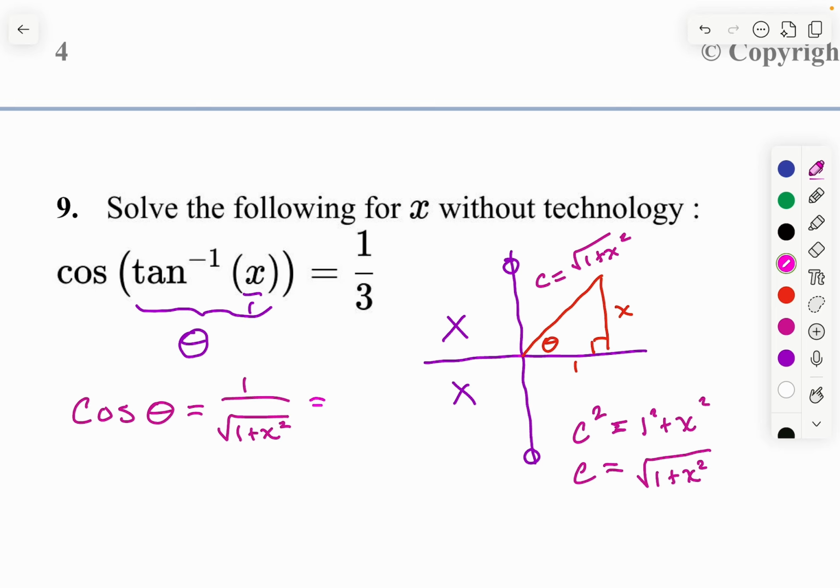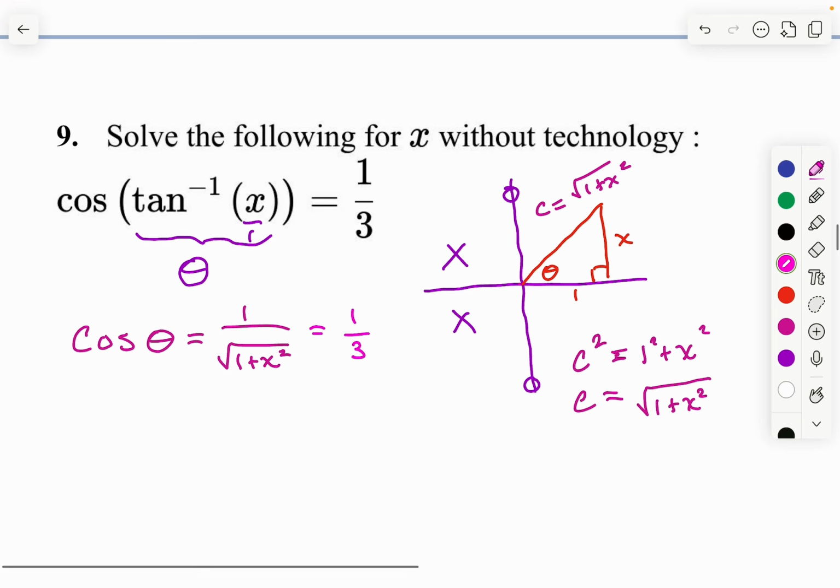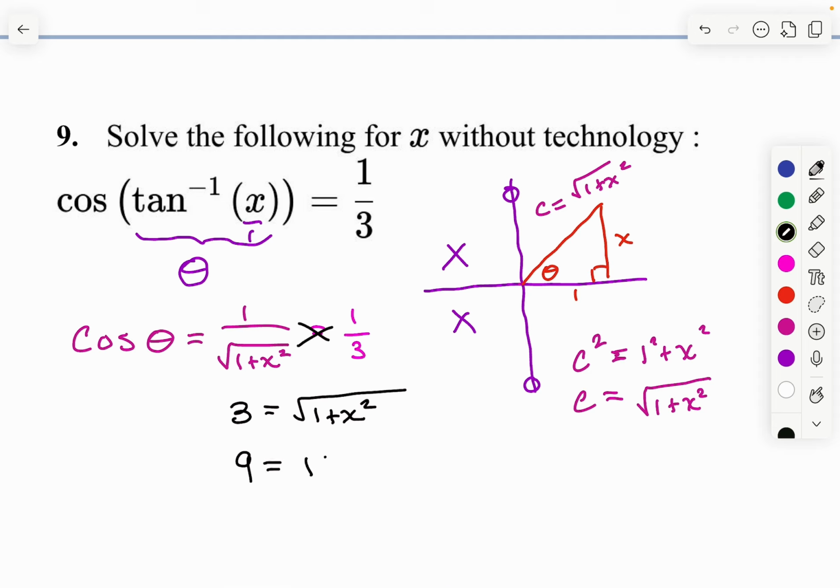Now this I have to set equal to a third, and now we're done with the trigonometry, and we just need to solve this. So, you can cross multiply or whatever you think of doing. So squaring both sides, we get this. Okay, so our two answers are plus or minus root 8.